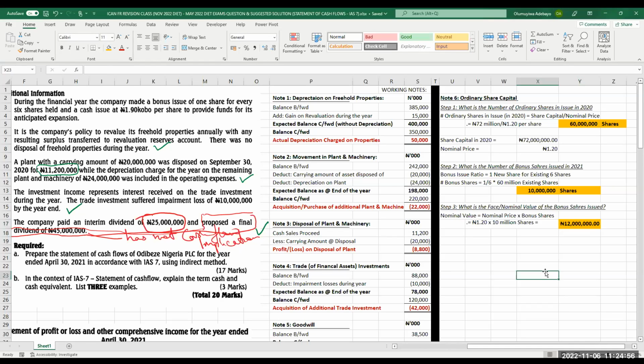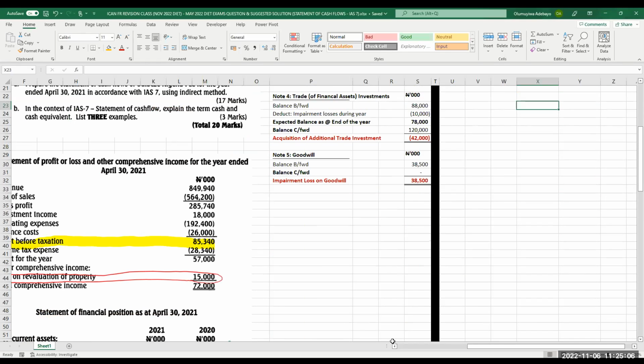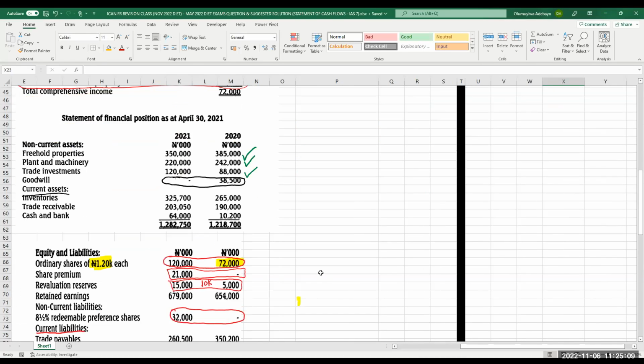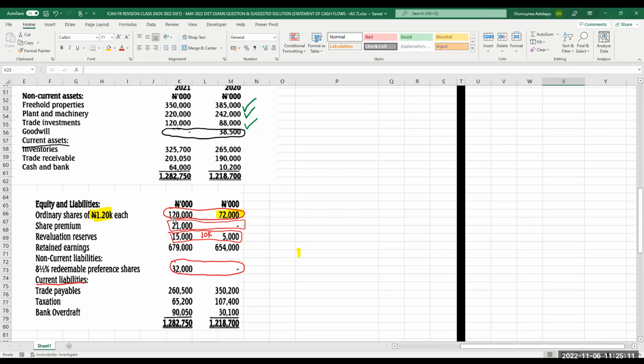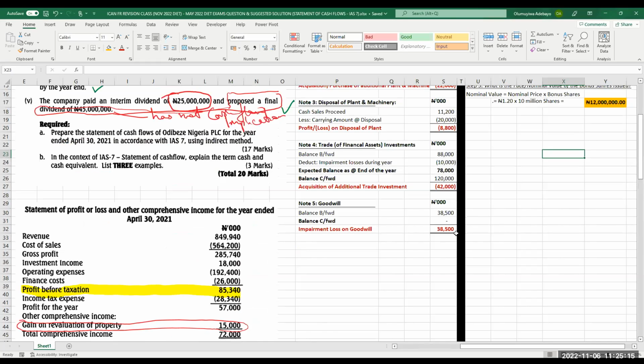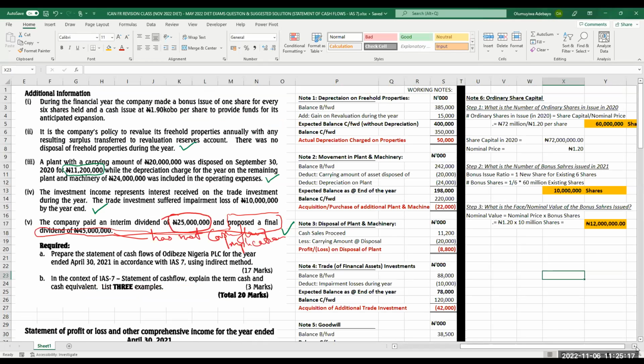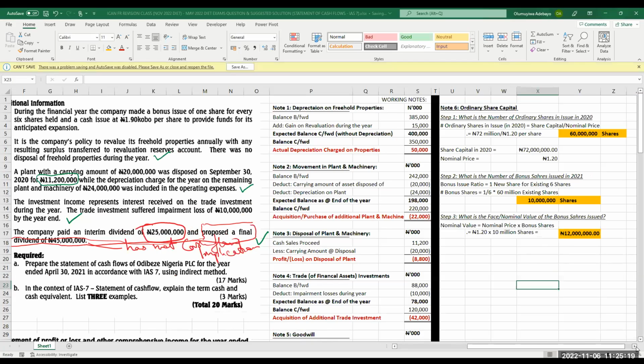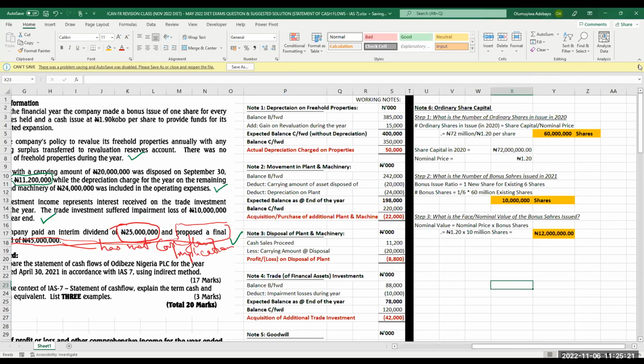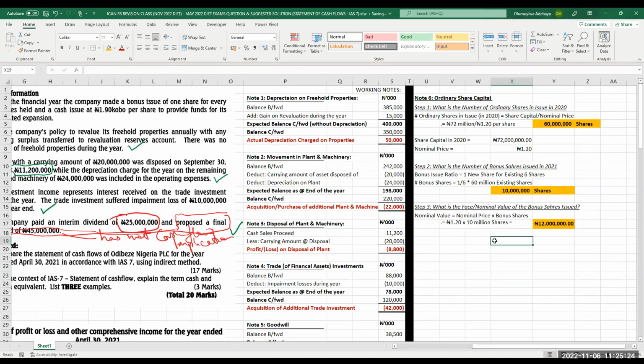Now, which means our share capital had increased from 72 million by 12 million, which means has increased to 84 million. But we still have a problem. 84 million is not what is reported here. What is still reported here is 120 million. It then means that there are other cash issues relating to shares. Okay, and we need to trace that.